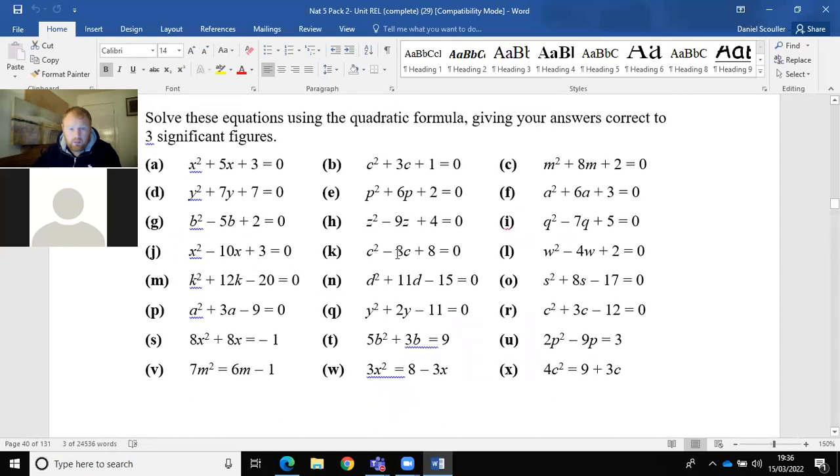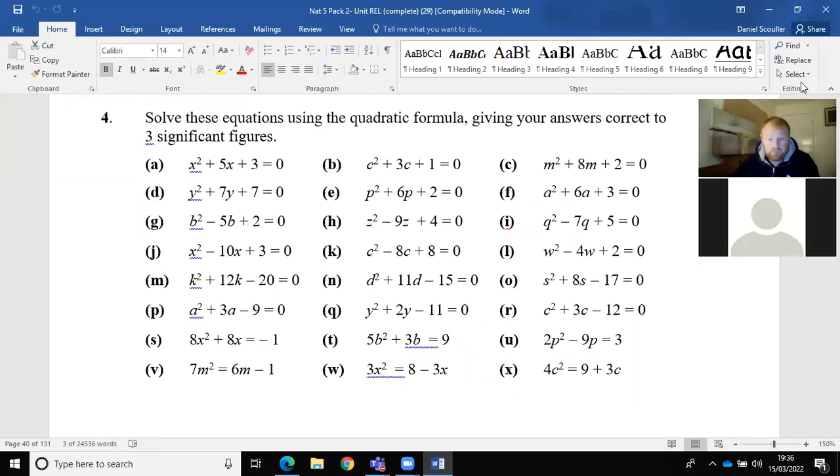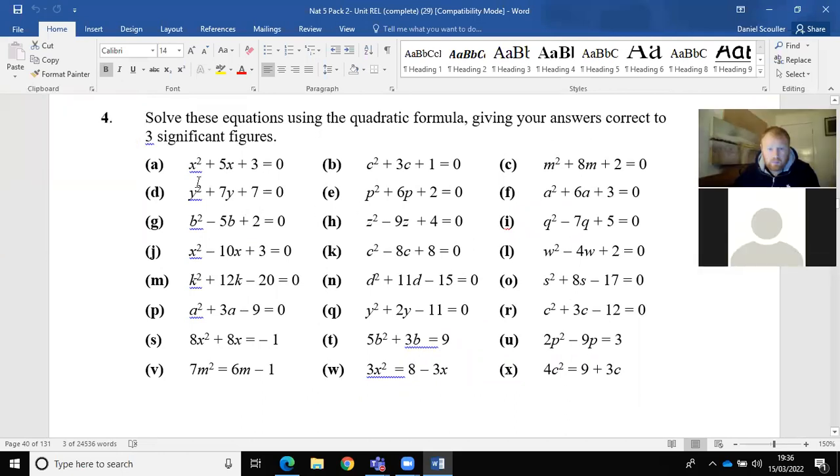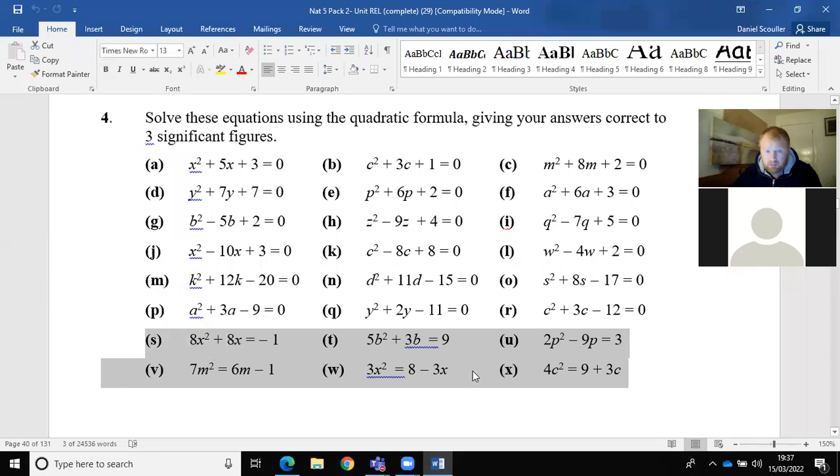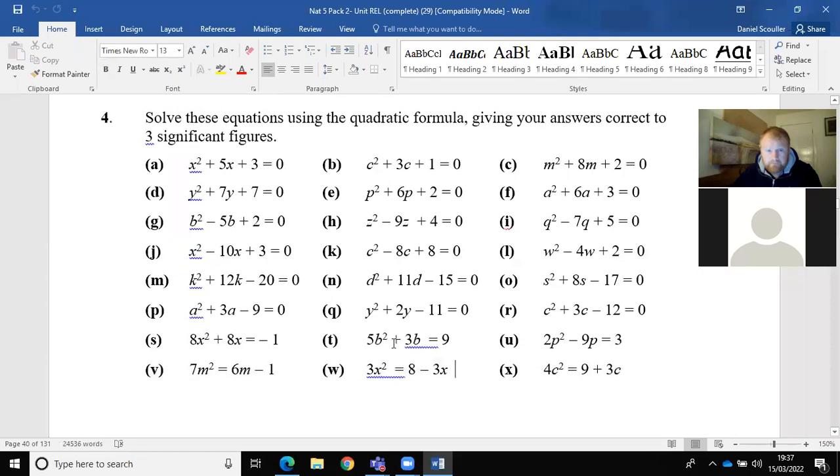Going to leave this on the screen. Okay, so using the quadratic formula, give your answers to 3 significant figures. Have a go at a selection of these, okay? There's nothing in there untoward. Okay, towards the end you'll have to rearrange a couple, but nothing too bad, okay?